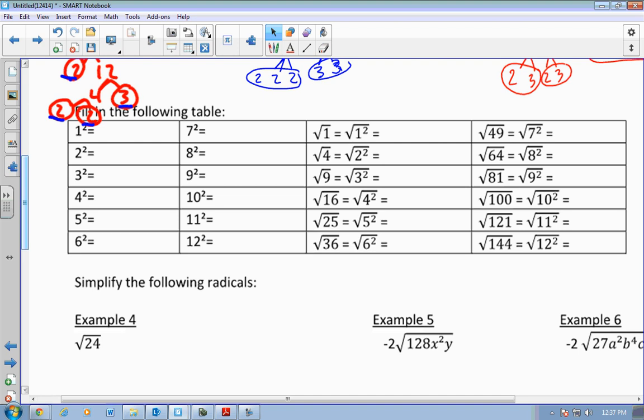Okay, 7 times 7, 7 squared, all the way through 12 squared. Fill all of them in, please. These are ones you should know, or you should start to memorize if you don't know them, because they're probably used. 1 squared, it's 1 times 1. Go ahead.